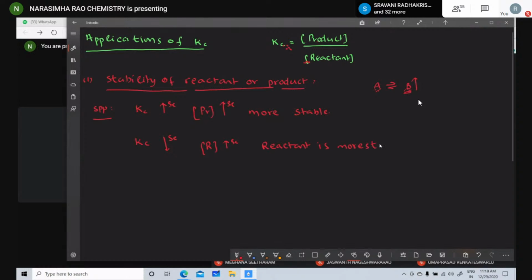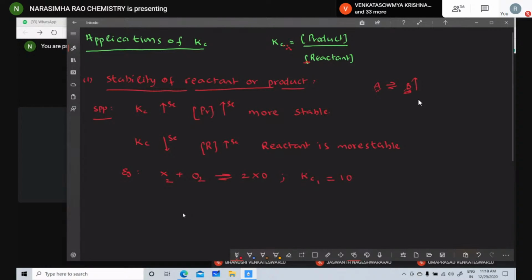Banu, understand the concept? Understood, sir. Right. Now, for the example, children, for understanding of this one, I am taking X2 plus O2 gives rise to XO. For this reaction, Kc1 I am taking as 10.